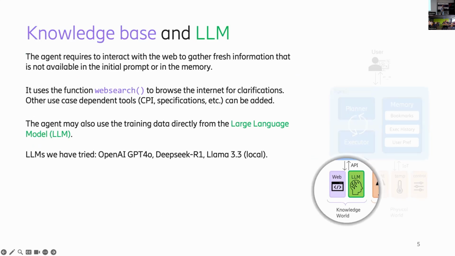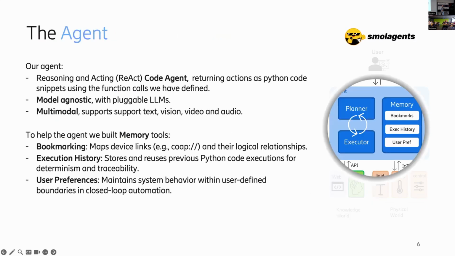Very briefly, what is the knowledge base? It's whatever the LLM has been trained with, and that's the LLM part. What is the search function of the knowledge base? It's just simple web search. It has a headless browser and can browse for information if it doesn't know it from the training data. For the LLMs, we have tested GPT-4o, DeepSeek, and Llama 3.3 locally. You could run it on the computer with Ollama, for example, but it takes a bit longer to execute. The agent itself, as I mentioned, is model agnostic. We haven't tried multimodality, so it's only for text-based operations.